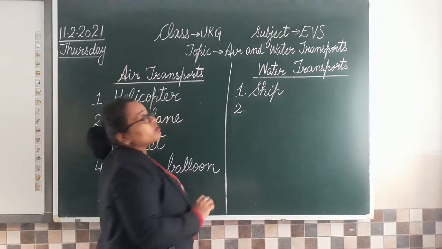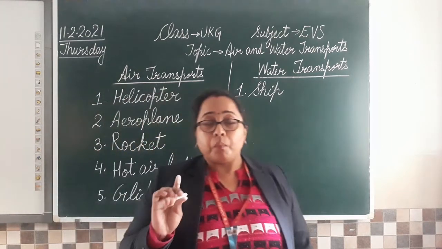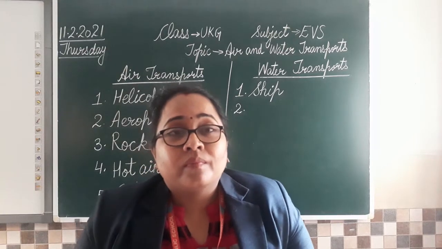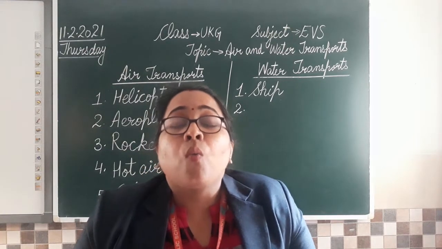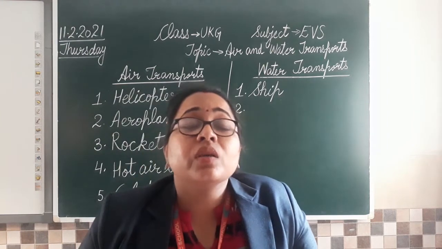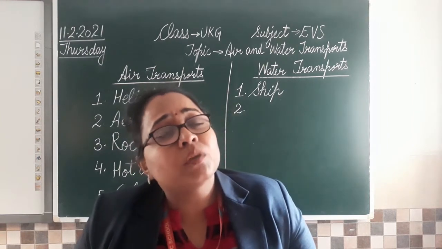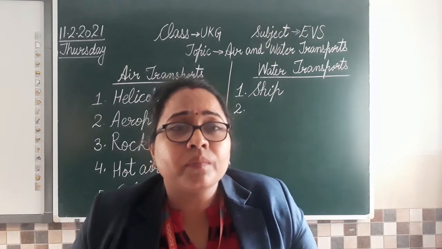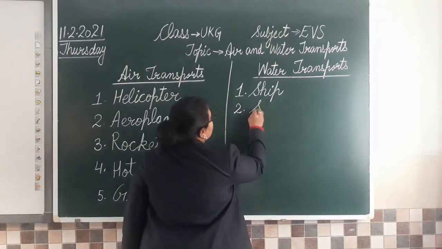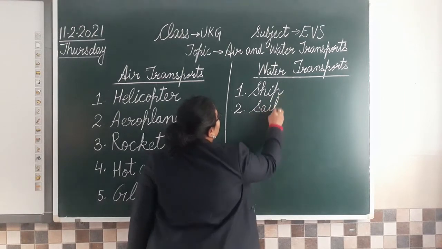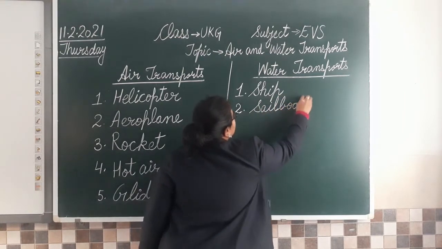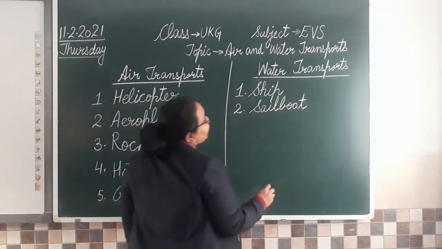Now number 2. Next we are going to write is boat. But there are two different types of boats. What are those? One is sailboat and the other one is rowboat. So now you will tell me what is the difference? Okay, let me write the name here. Sailboat. S-A-I-L, sail. B-O-A-T, boat.